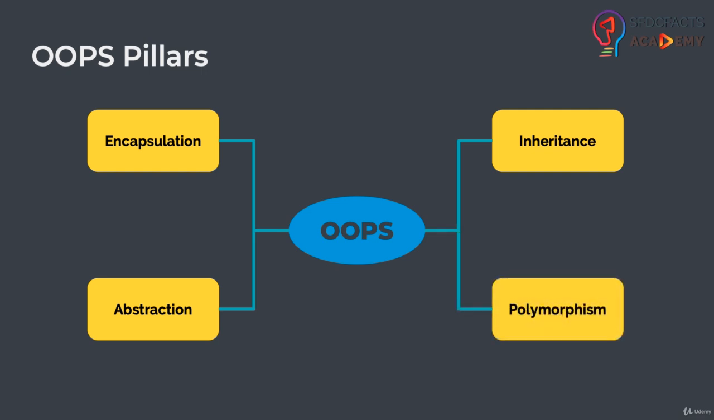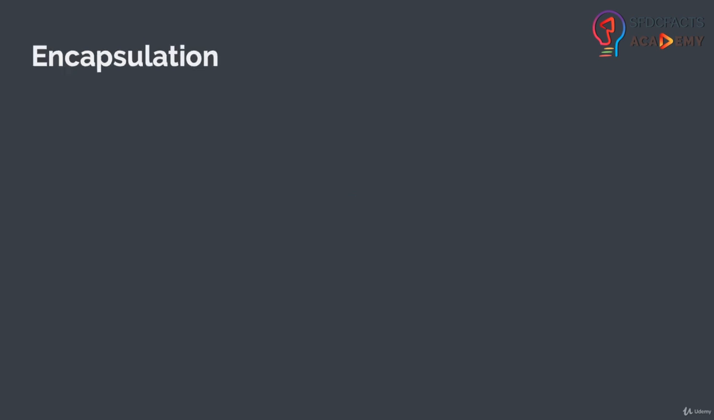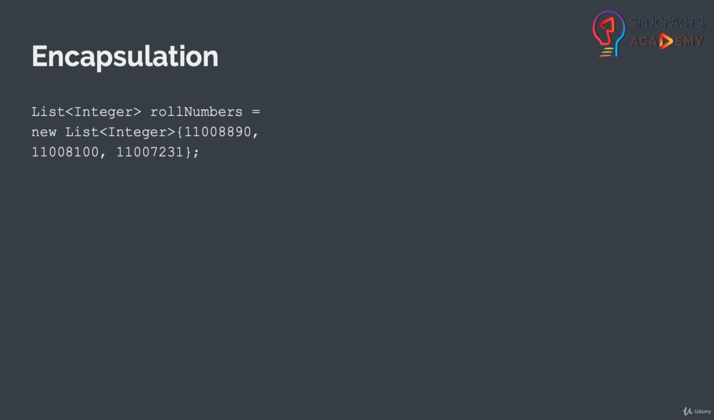These pillars are the core concepts of OOPS, and now let's talk about each pillar in detail. So first, let's talk about encapsulation. I picked an example from our list video, and this is how we used to store the student roll numbers. We did not have any mechanism to store all the properties of a student, right?